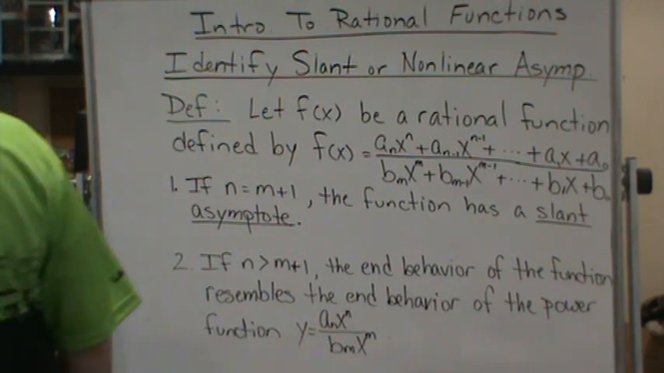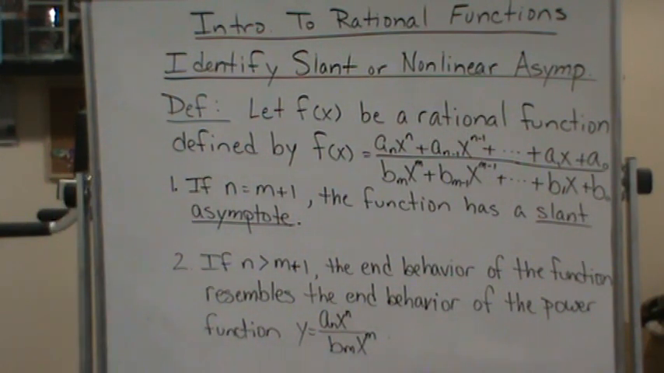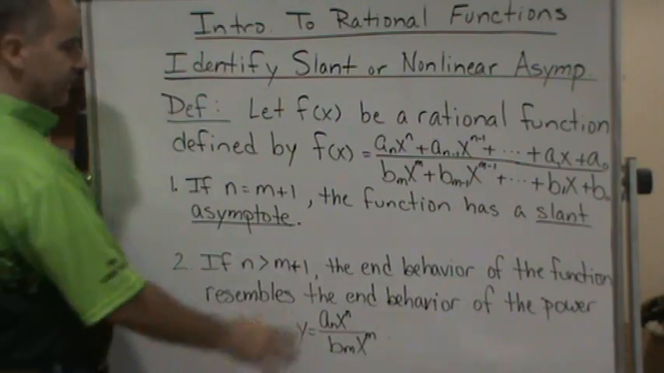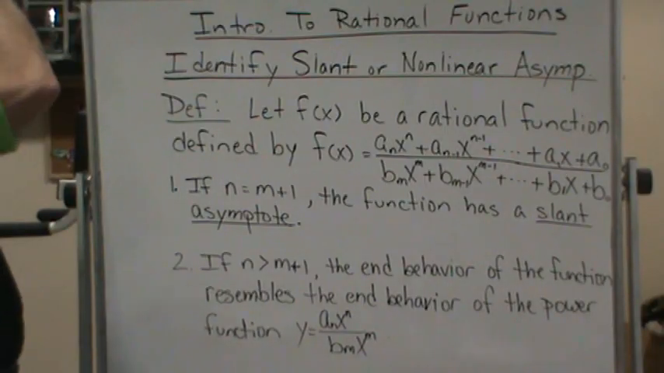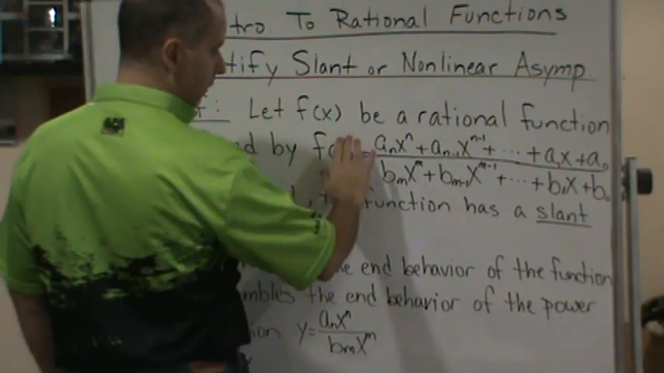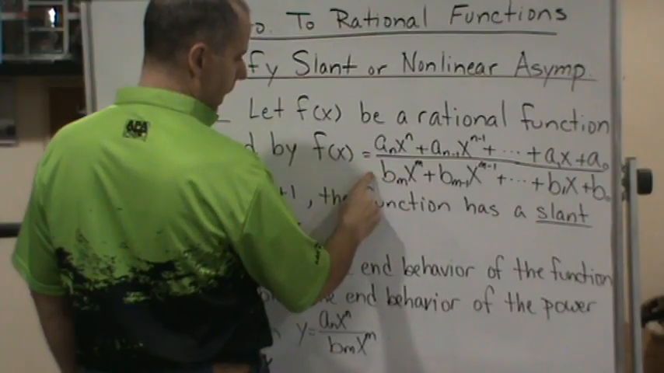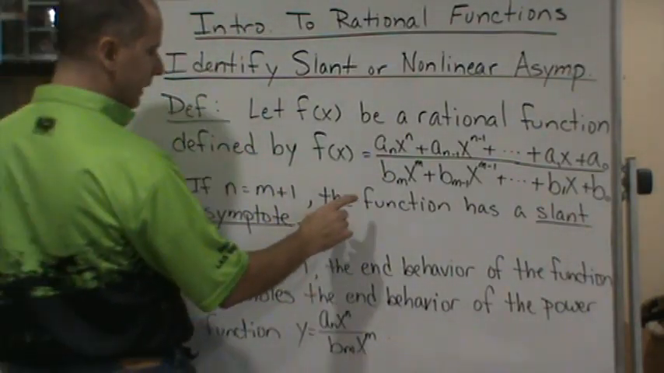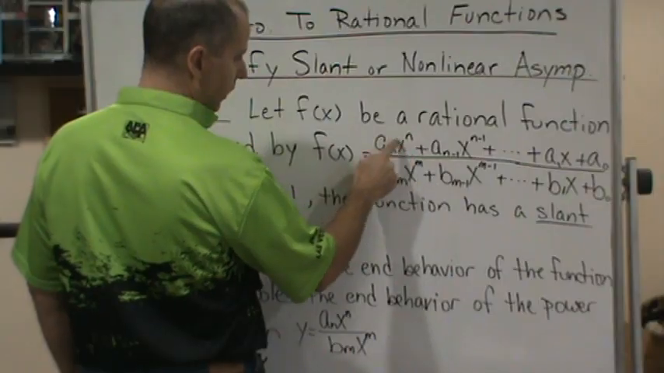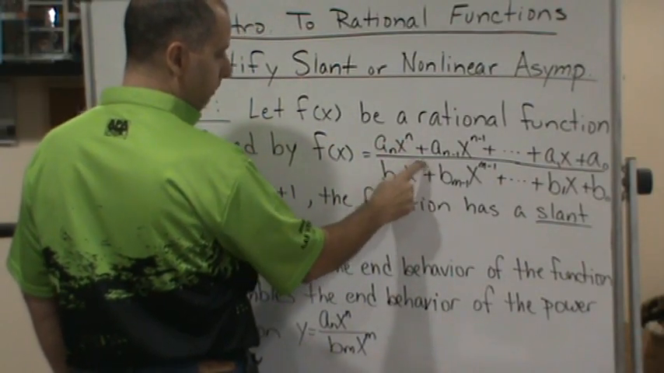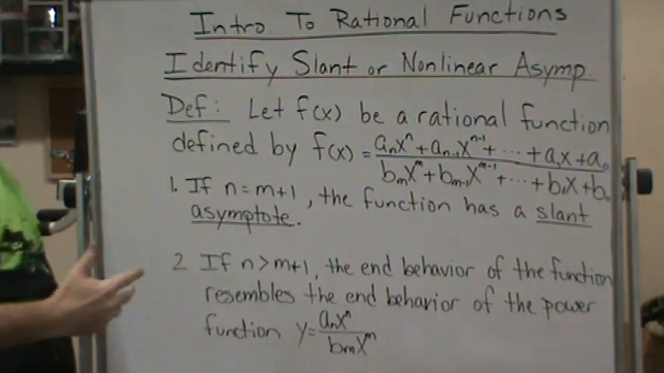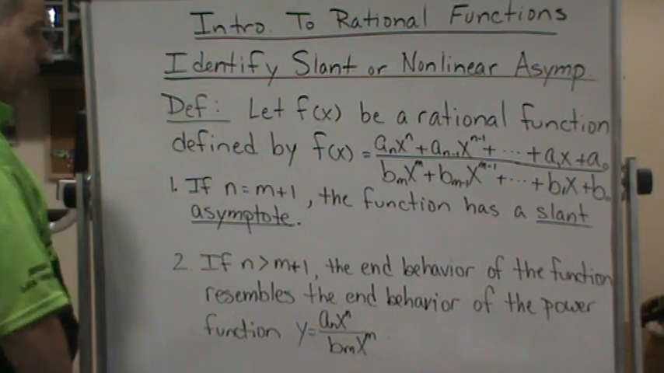All right, welcome back. Now let's go over the definition of what we're talking about as slant asymptote. So it says let f of x be a rational function defined by f of x equal to this ratio of polynomials, the same thing that we saw before in the last video. So we have a polynomial on top and a polynomial on bottom, and also recognize that the degree of the top is n and the degree of the bottom is m. And so again, those are not necessarily the same degree.